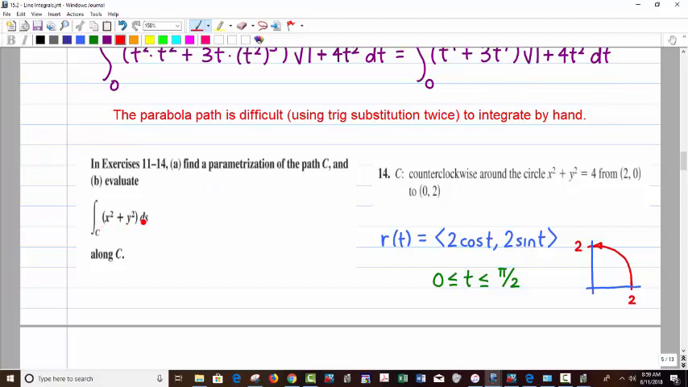Alrighty, let's look at this one. The integral of x squared plus y squared ds, and we're going counterclockwise around the circle x squared plus y squared equals 4, from (2, 0) to (0, 2). So that affects our path a little bit, the way we name it. Because remember, as was talked about with these parametric things, the orientation can matter, so we have to set this up according to the proper orientation.